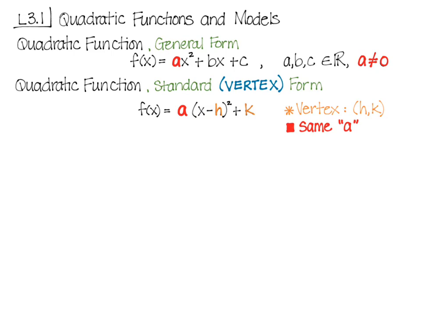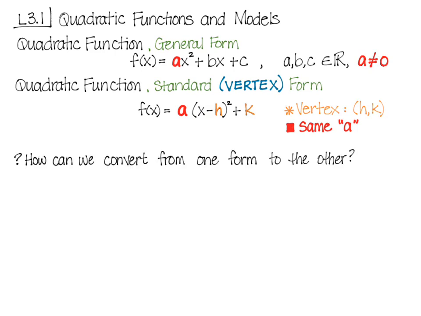Both the general form and the standard form have this same a. This is the leading coefficient, the coefficient for the leading term, and this is the same leading coefficient. So they have the same a. That's important for later on. What we want to be able to do is to easily convert back and forth from general form to standard form and from standard form to general form. I'm going to show you the easier conversion, which is to go from standard to general. Because to go from standard to general just means to expand out.